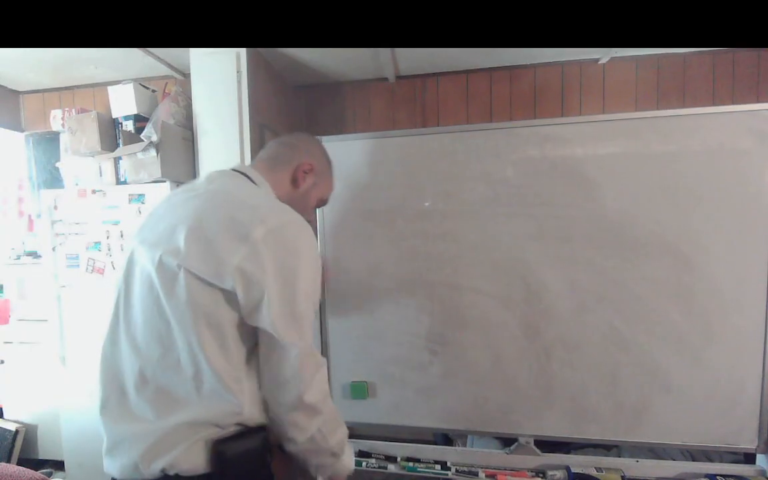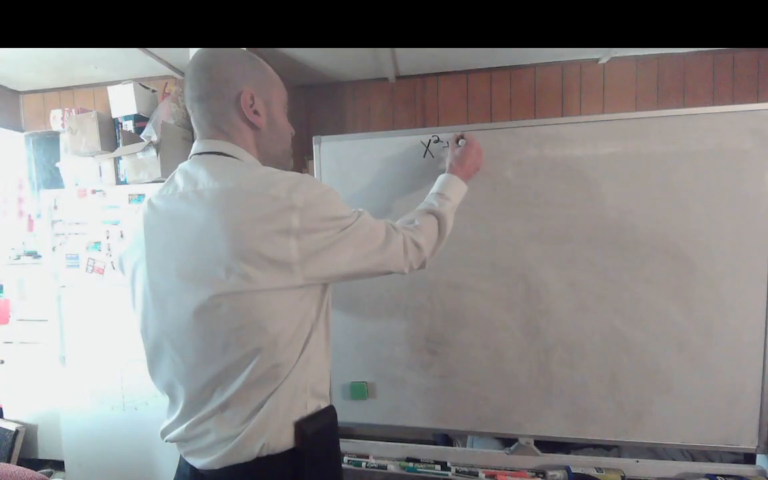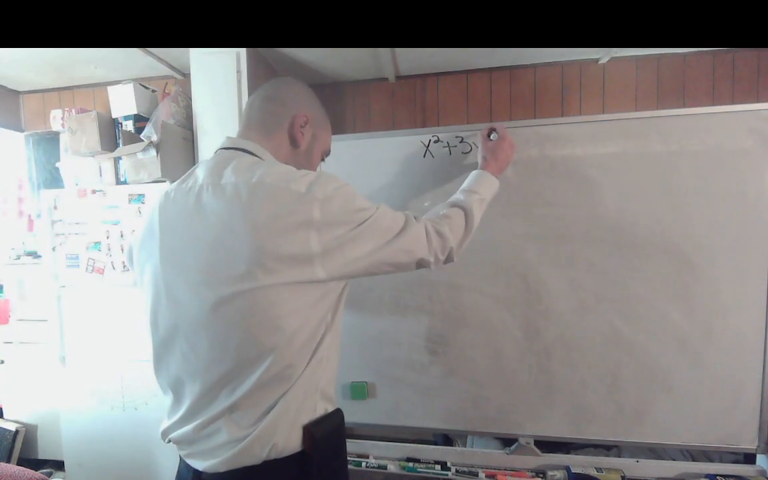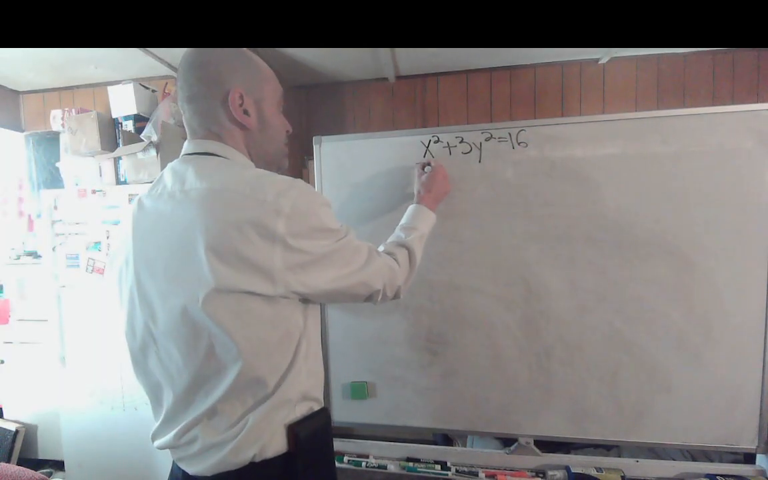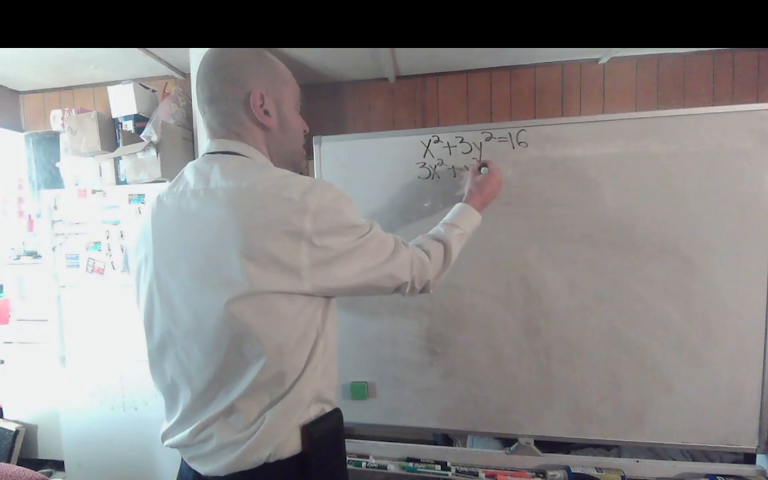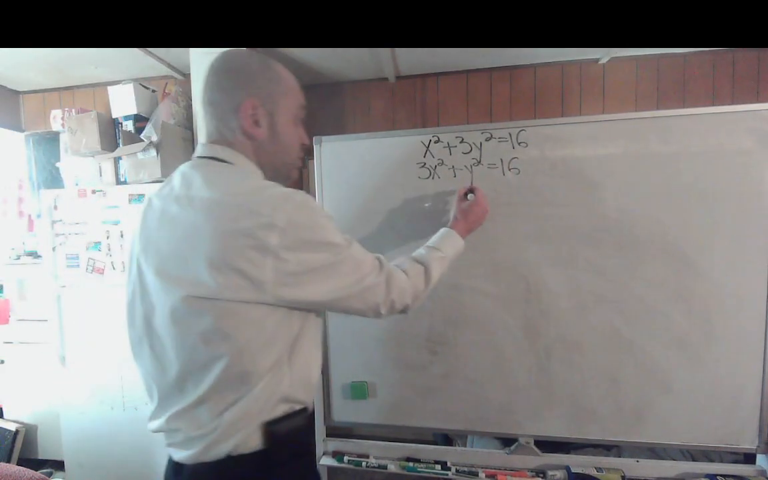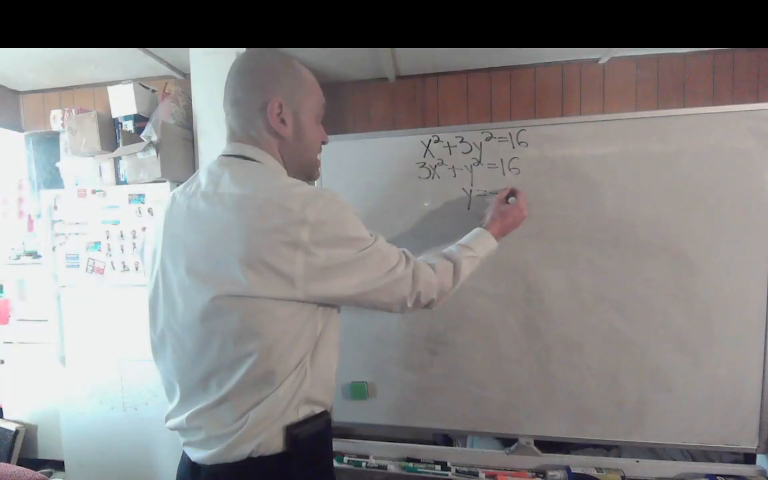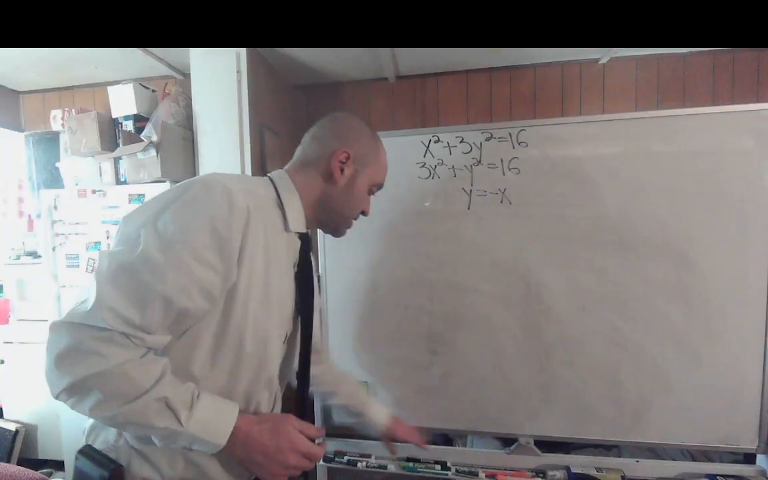All right, now, here's a good one. So we have x squared plus 3y squared is equal to 16. Then we have 3x squared plus y squared is also equal to 16. All right, and then we also are given that y equals negative x. So you do have three equations here again.